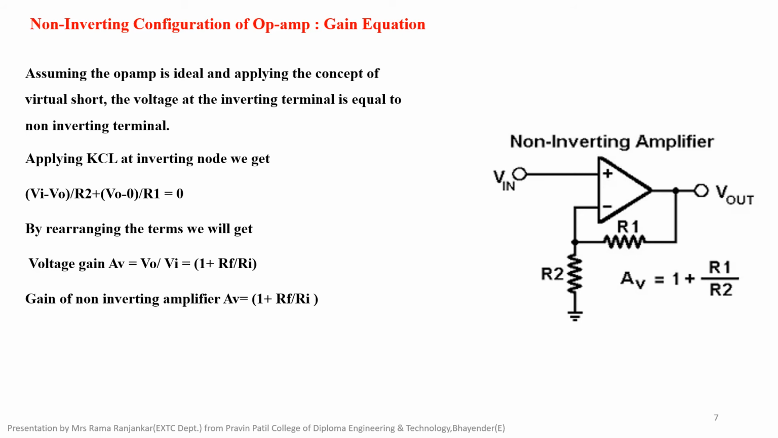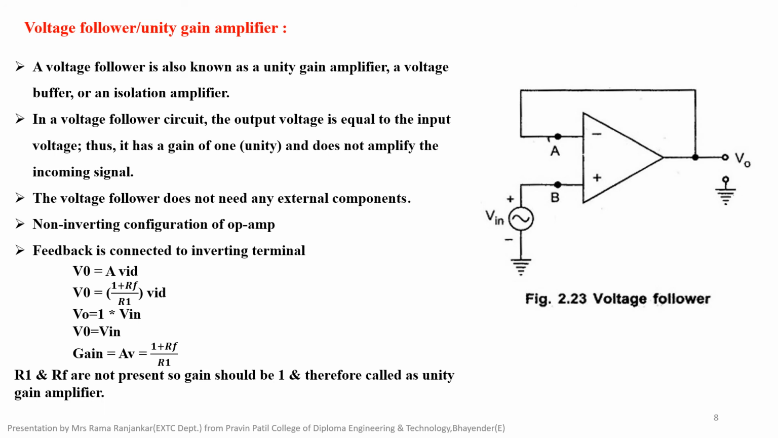Rearranging the terms, we get voltage gain AB equal to VO upon VI, that is 1 plus Rf upon Ri. So output voltage VO is equal to 1 plus Rf upon Ri into Vin. This is a voltage follower, that is, a unity gain amplifier.